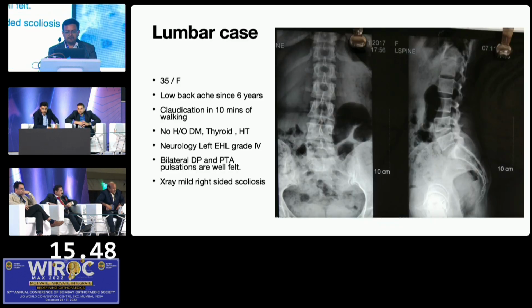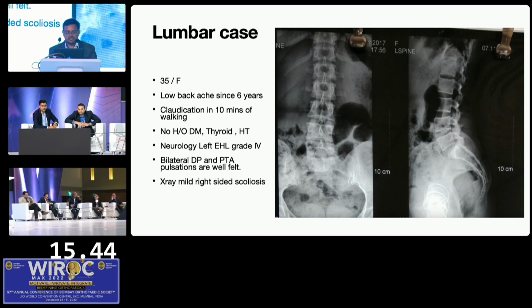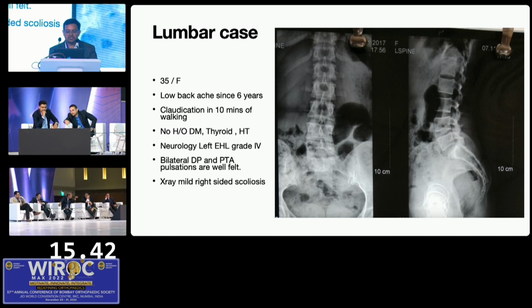So we had a 35-year-old female who came to us with low back pain which was there for a period of 6 years. She had claudication which used to start after 10 minutes of walking. There were no comorbidities like diabetes, thyroid or hypertension. On neurological examination, there was only left-sided EHL weakness. Apart from that, the rest of the neurological examination was unremarkable. So it was more of central canal stenosis features. The peripheral pulsations were well felt, and you can appreciate on the X-ray that there is some right-sided curve.